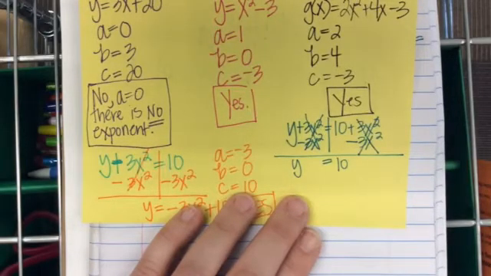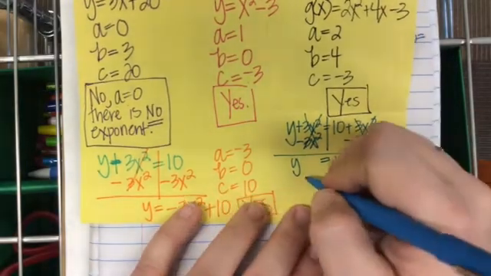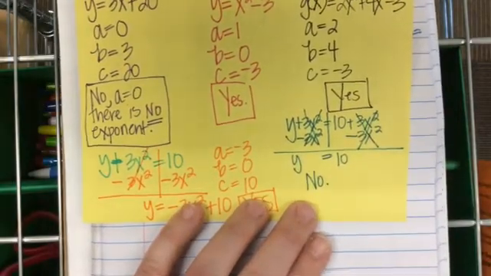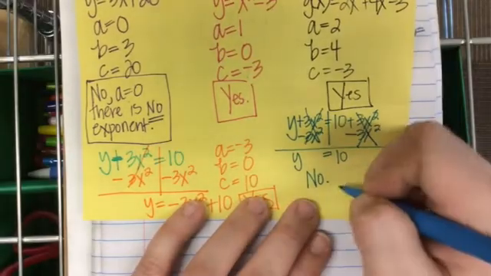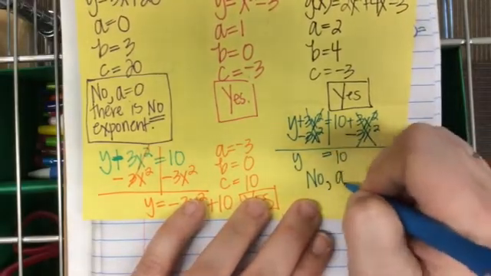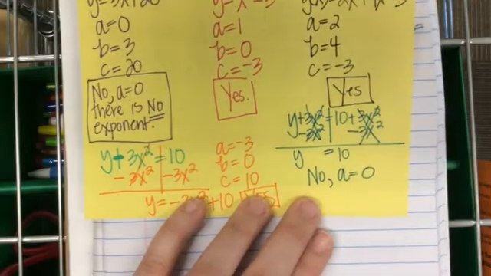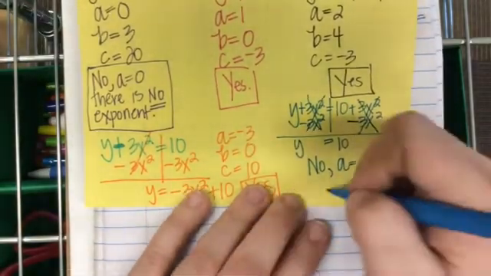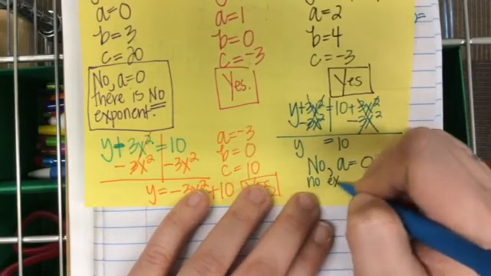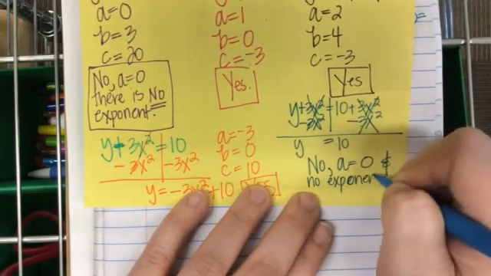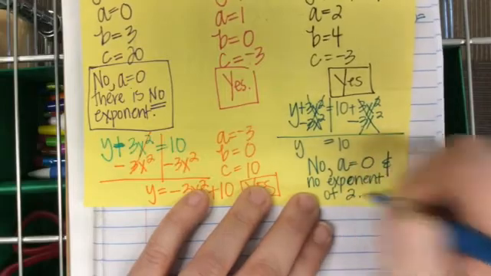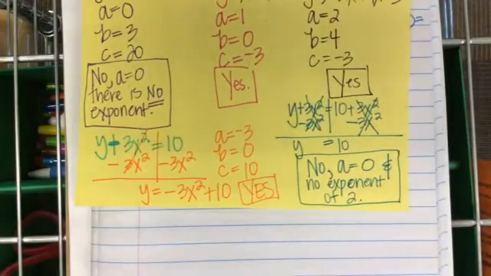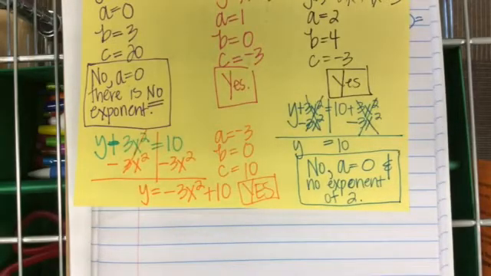This is not a quadratic function because there is no a value. It's 0. No, this is not quadratic. Two reasons why. Because a equals 0. And does that automatically mean no exponent? So why do we have to put no exponent when we already know that? Just to drive it home. You know me, Jacob, over-explaining, right?